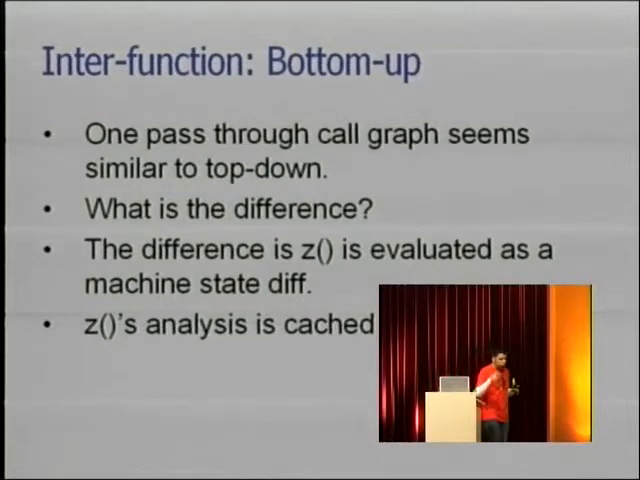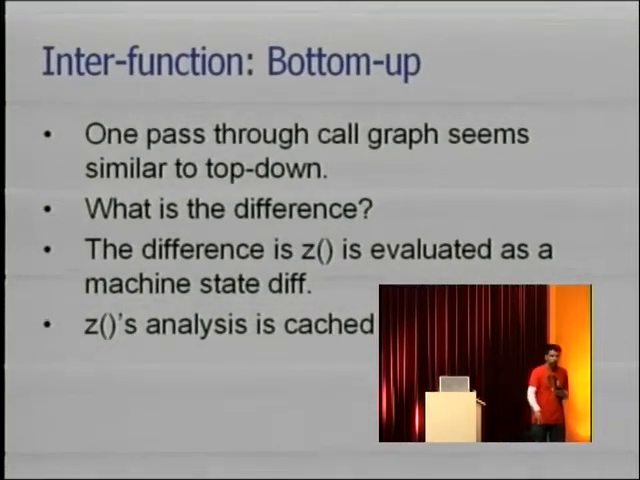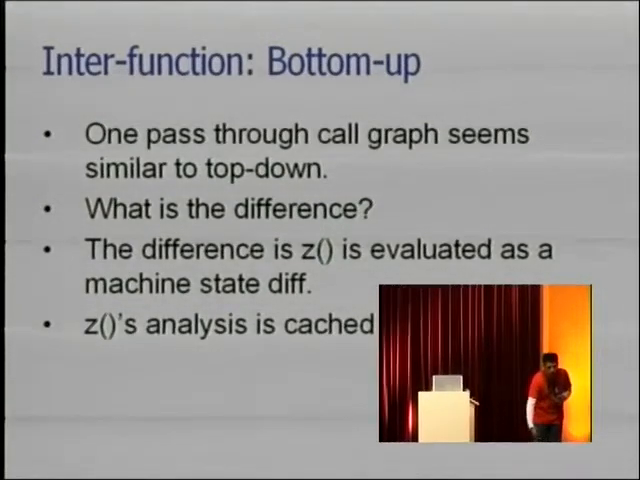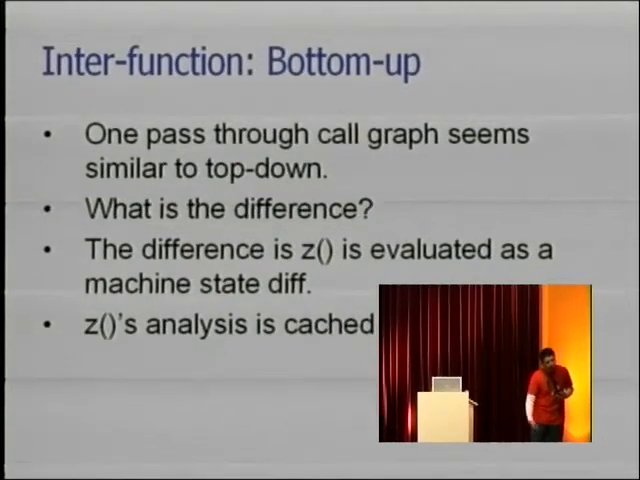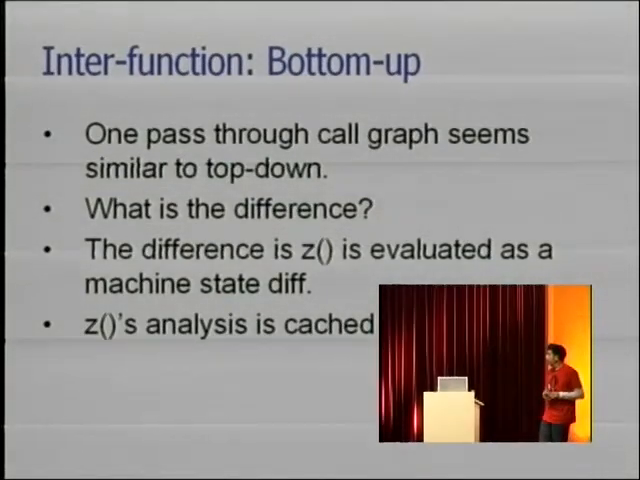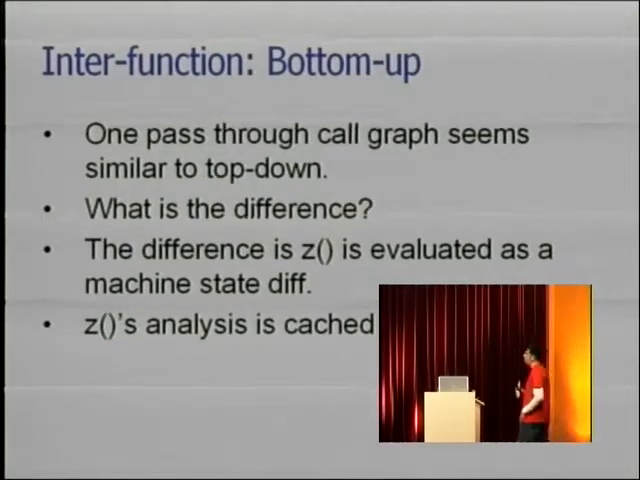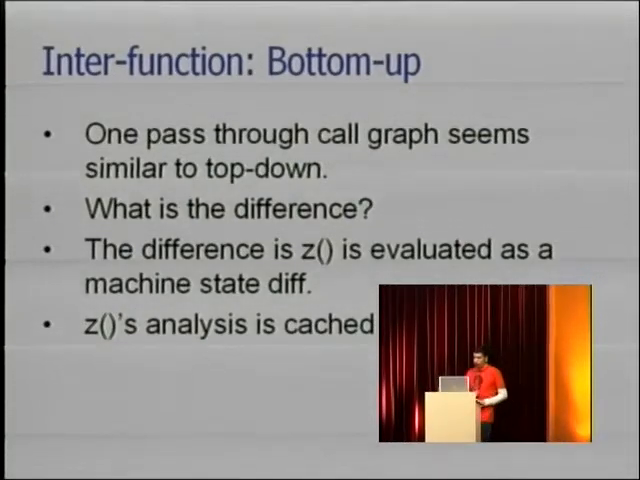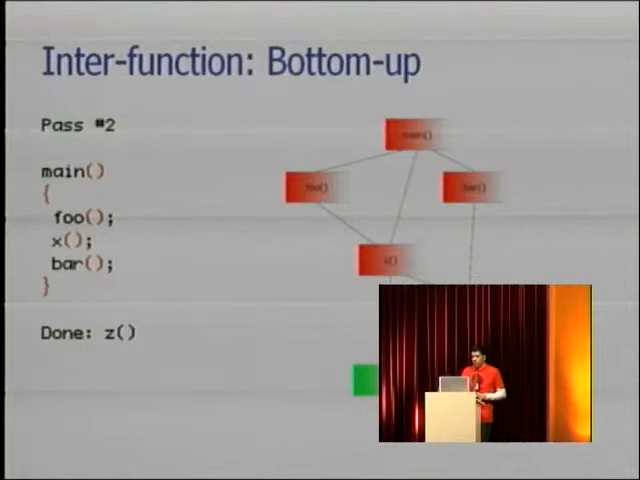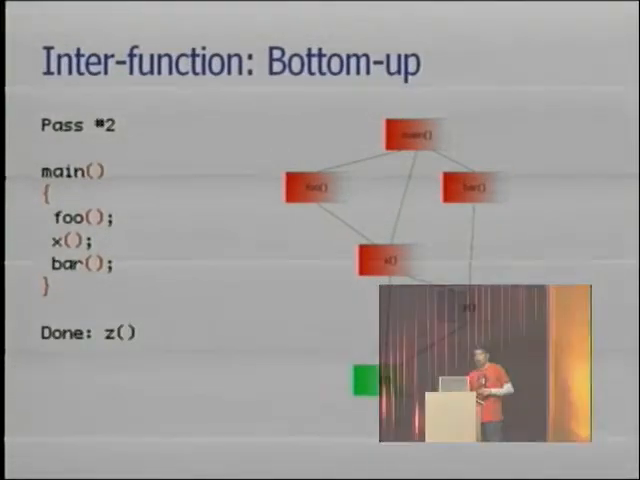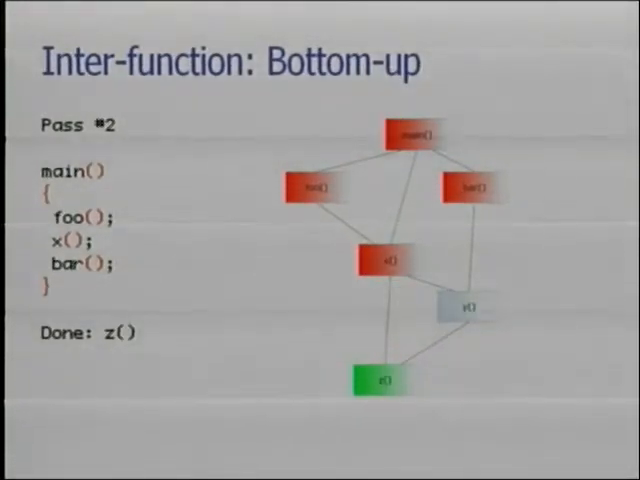Instead of before, where you have to go down like with a yo-yo, and you have to go down the call chain and come back up and analyze everything over and over again. You have a definition for z, and it's cached, and you don't have to do that again and again. So here we start on the second pass. We start the same way. We're in main. Foo, x, and bar are not solved. So we have to move on.